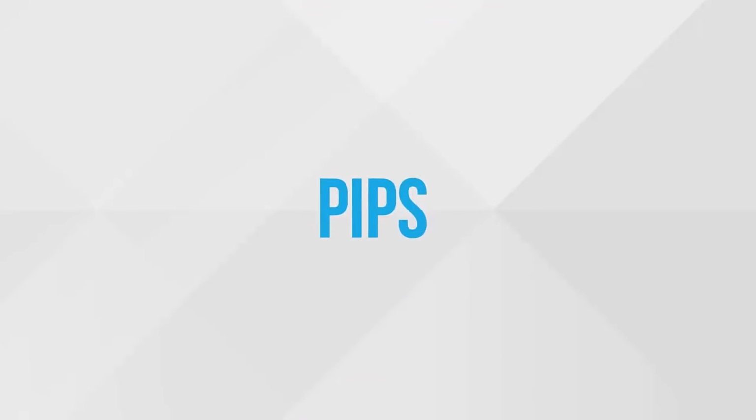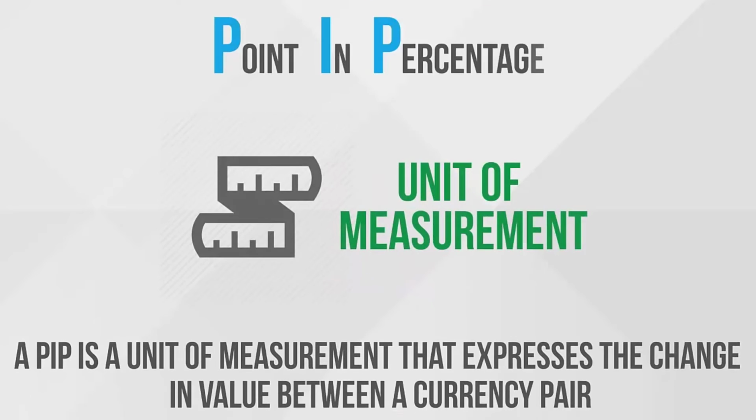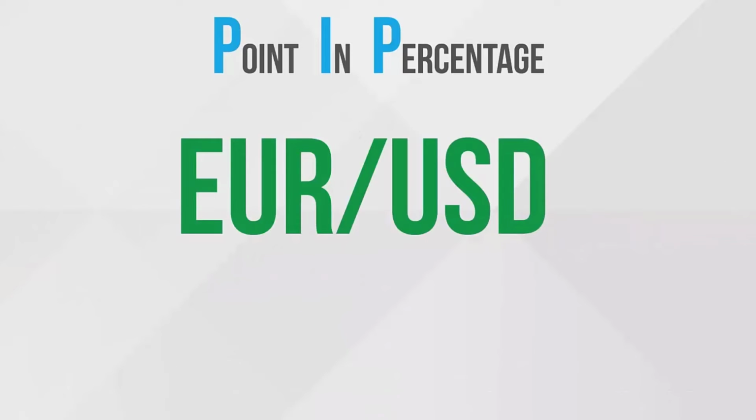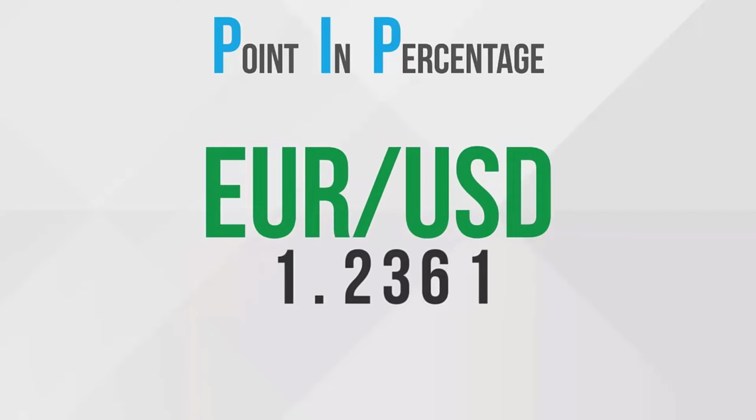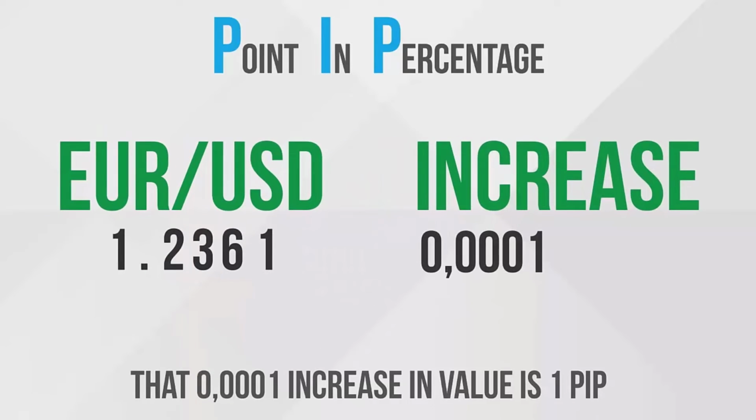Pips. A pip is a unit of measurement that expresses the change in value between a currency pair. For instance, if Euro-US dollar is at 1.2360 and it moves to 1.2361, that 0.0001 increase in value is 1 pip.